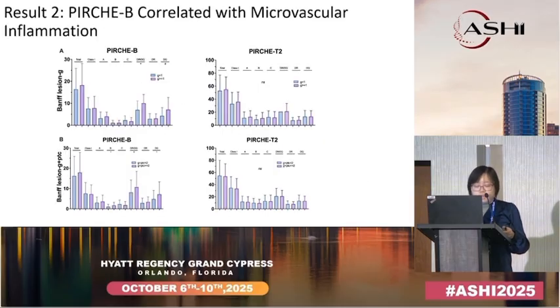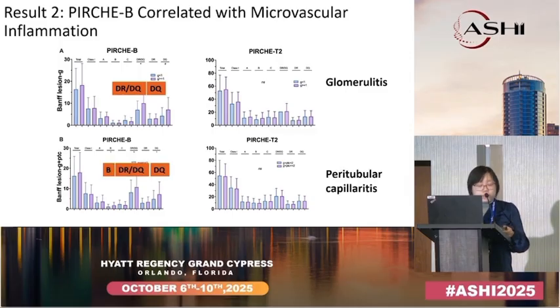Secondly, after this, we look at the Banff lesion scores. The Banff classification criteria is the diagnostic criteria for kidney graft rejection. Here, we found that PIRCHE-B correlated with microvascular inflammation, which means glomerulitis and peritubular capillaritis. They both have an overlap at DRDQ and DQ loci. Those two histology features are the hallmark features of antibody-mediated rejection.